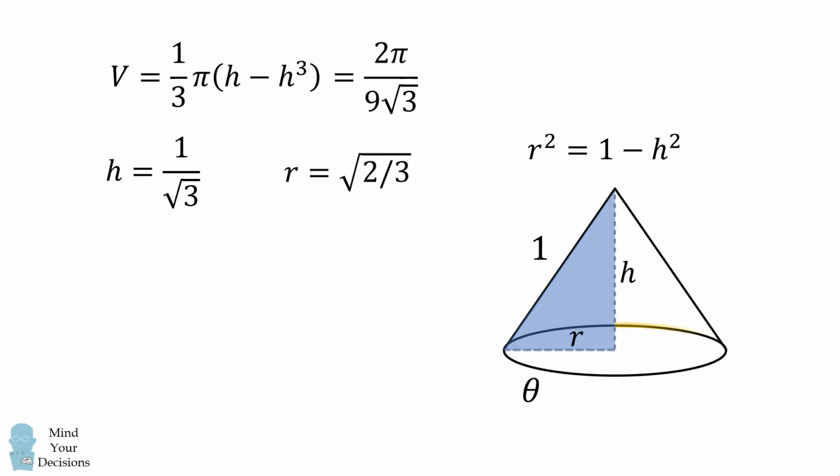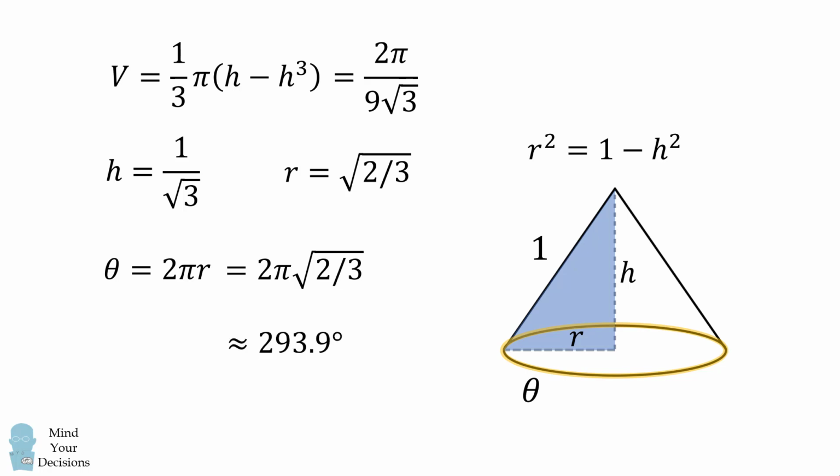Then we consider the circumference of the base of the cone. The circumference is equal to theta, and it's also equal to 2 pi r. We substitute in for r, and we thus have the value of theta in radians. We multiply this equation by 180 over pi to get the answer in degrees, and that's approximately equal to 293.9 degrees. And that's our answer.